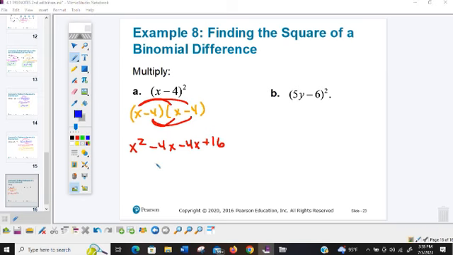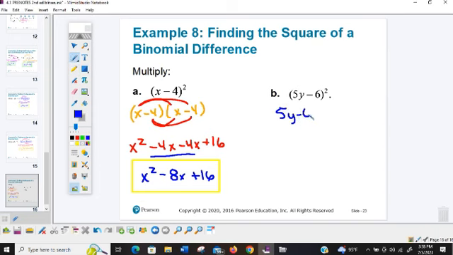We can add those middle terms together. Negative 4x and negative 4x is negative 8x. So my answer would be x squared minus 8x plus 16. And that would be my final answer. Let's do one more. On this one, I'm going to write it twice. 5y minus 6 times 5y minus 6, because that's what this 2 up here means.